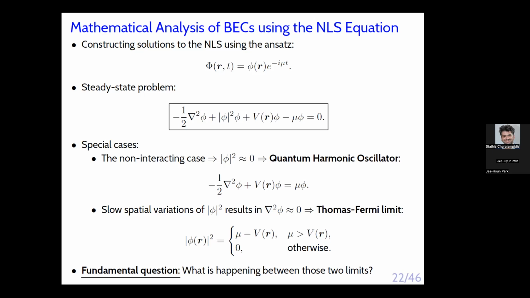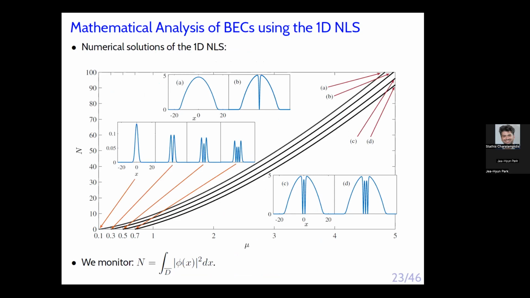Now, if you keep pumping atoms into your condensate through this parameter mu, which connects with the number of atoms in the condensate, it starts becoming fatter and fatter, so there is no room inside the condensate for those particles to move. All those spatial variations go to zero, so you get an explicit solution that is called the Thomas Fermi solution. And the question is, what is happening between those two limits? What is happening between these two limits is that you use continuation.